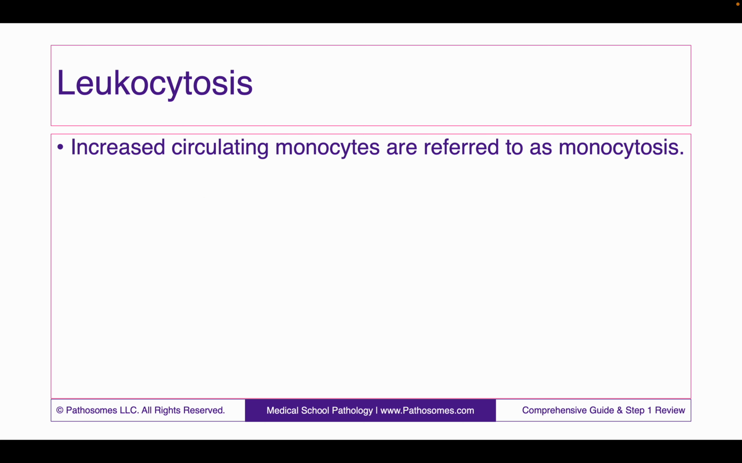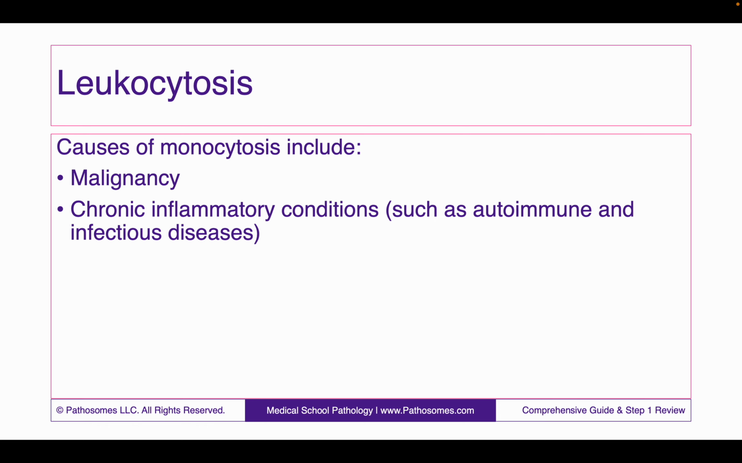Increased circulating monocytes are referred to as monocytosis. Causes of monocytosis include malignancy or chronic inflammatory conditions, such as autoimmune and infectious diseases.